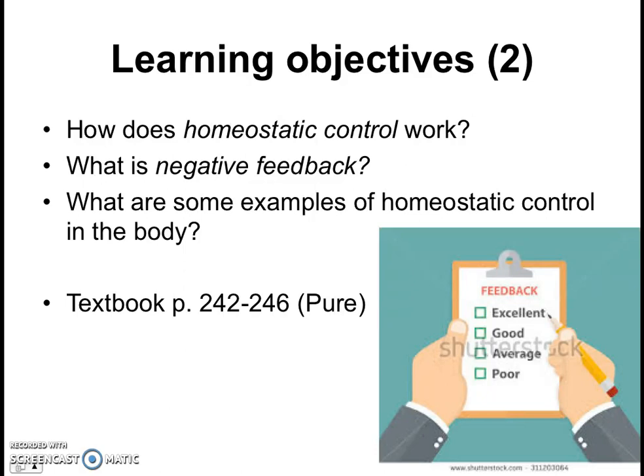So in the last video, we looked at how homeostatic control works and we looked at this thing called negative feedback. Now we're going to apply what we know to different examples in the body. So we're going to take a look at some examples of homeostatic control in the body. And in this video, we'll be looking in particular at the homeostatic control of blood glucose levels. Alright, so let's get going.